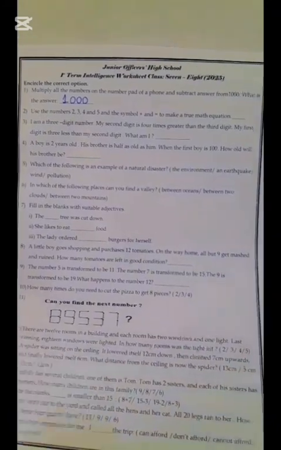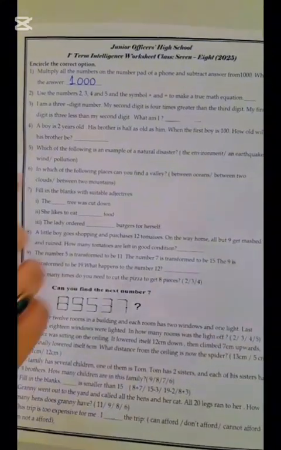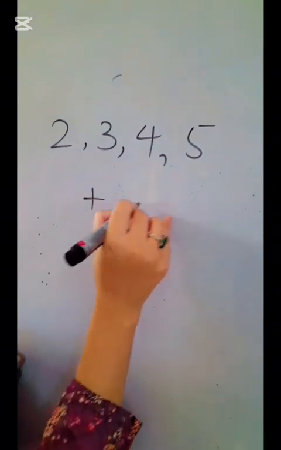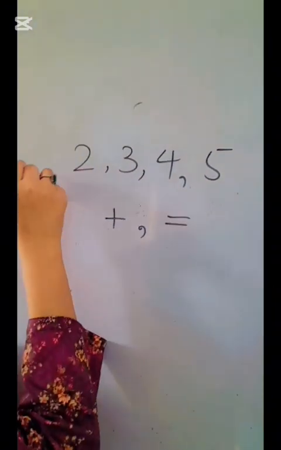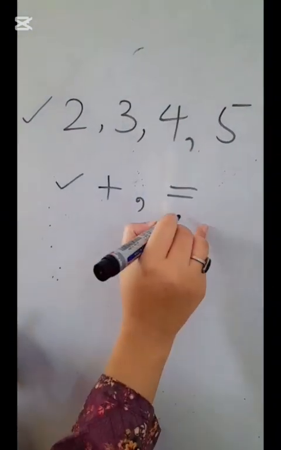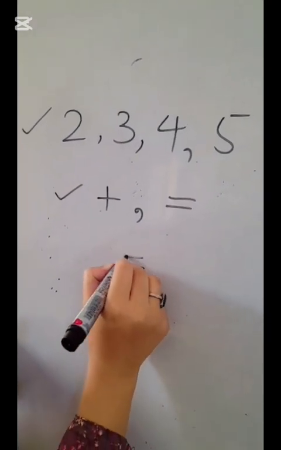Number 2. Use the numbers 2, 3, 4 and 5 and the symbols plus and equal to make a true math equation. Now in this blank we have been given 4 numbers and 2 symbols. What are the numbers? 2, 3, 4 and 5, and 2 symbols, plus and equal to. We have to use these numbers and these 2 symbols to make a true math equation. True math equation meaning what? Which has equal left hand side and right hand side.